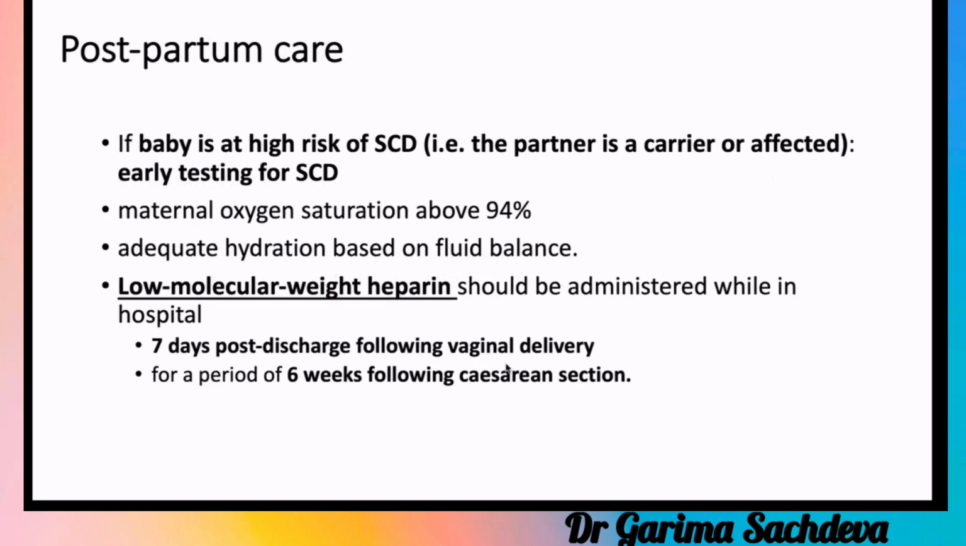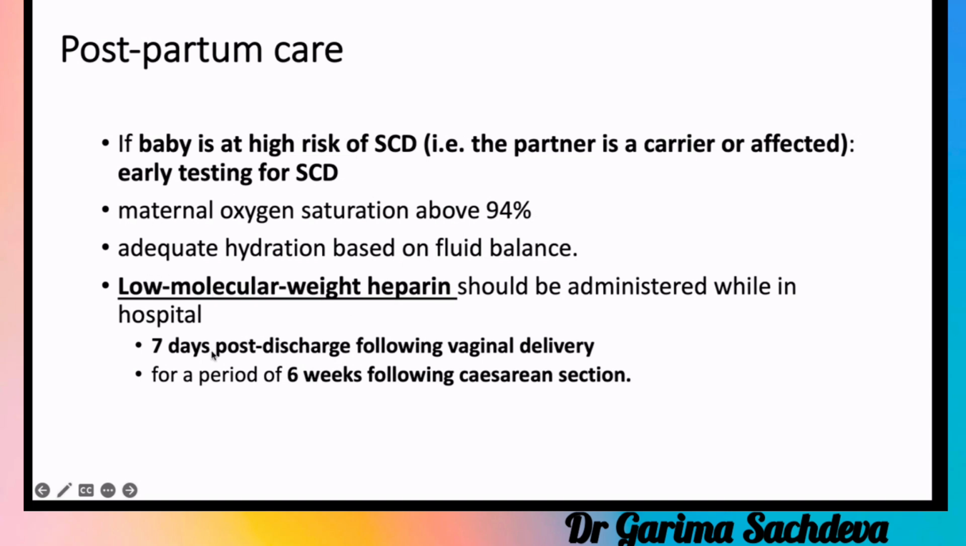Then about the postpartum care, if the baby is at high risk of sickle cell disease, then you have to test the baby as well. If the partner was not tested, or if the patient has not gone for any invasive testing like CVS, then you have to check the baby. Then you should maintain the maternal oxygen saturation above 94% and adequate hydration. You have to give low molecular weight heparin.